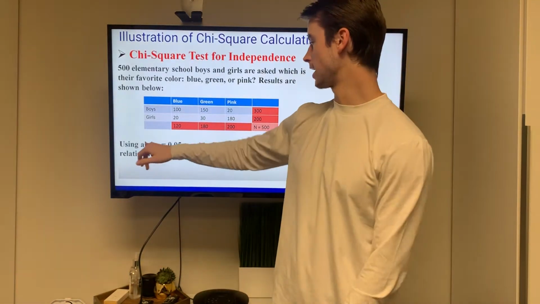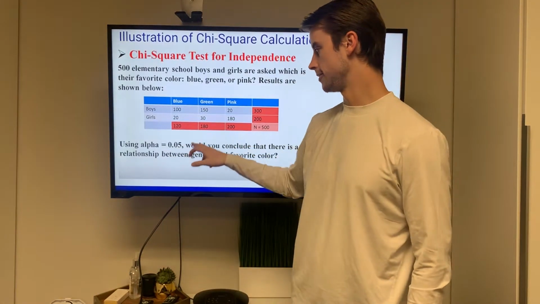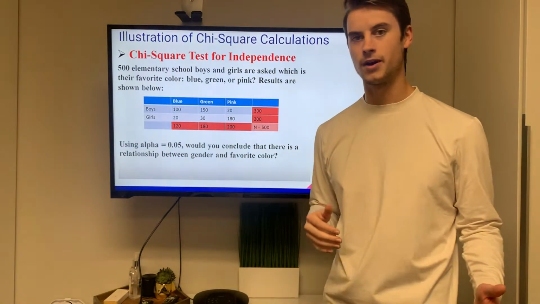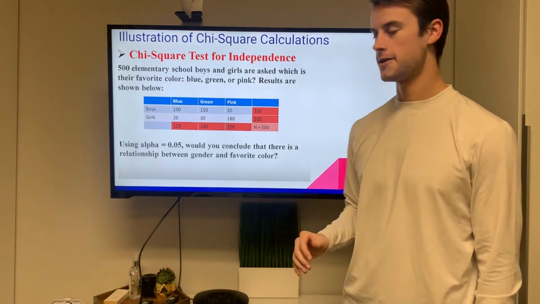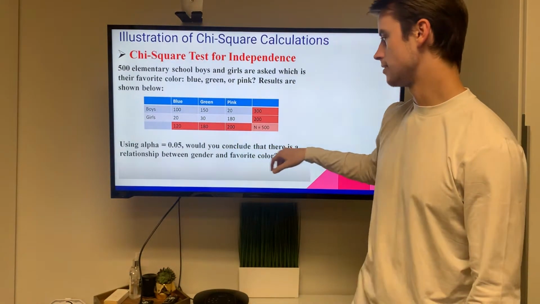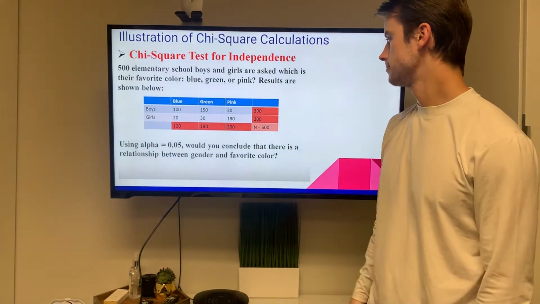And so the question is, using alpha equal to 0.05. So right there's our alpha. Again, always important to write what you know down, okay? That way you can always refer back to it. Would you conclude that there is a relationship between gender and favorite color? All right, so how do we do this?